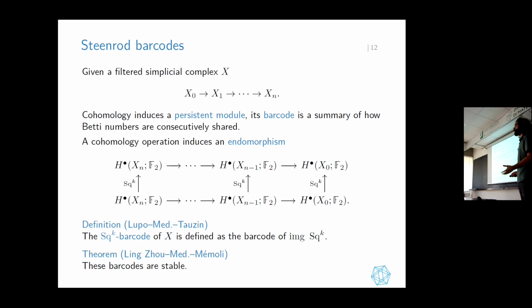And the other thing that we care about is, is this new invariant, this new barcode, stable? And this is work in progress with Li, Zhu, and Facundo. Okay, so this is the definition. Any questions?